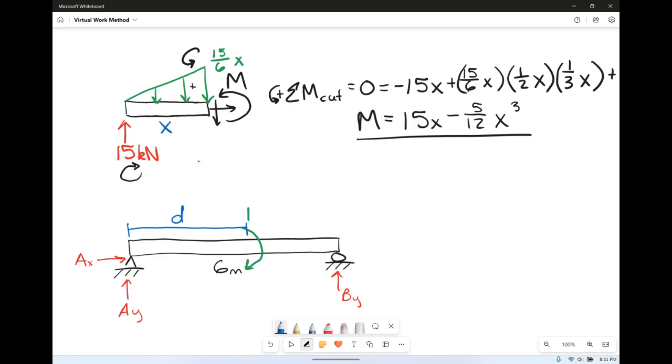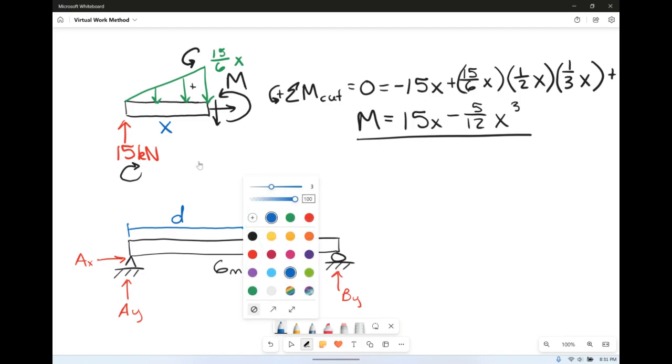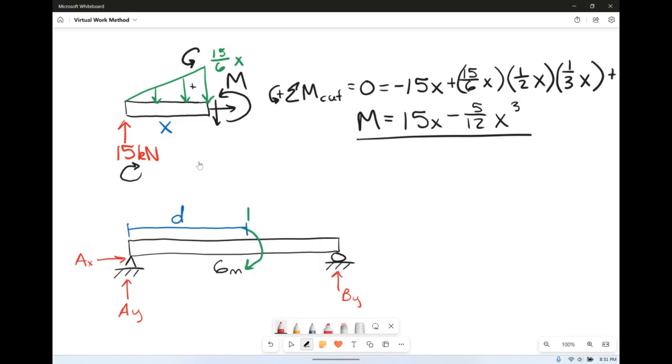So now we need to analyze this beam. So to start with, let's find our new reaction forces AY and BY. We can do this by summing the moments about A, just like we did before.